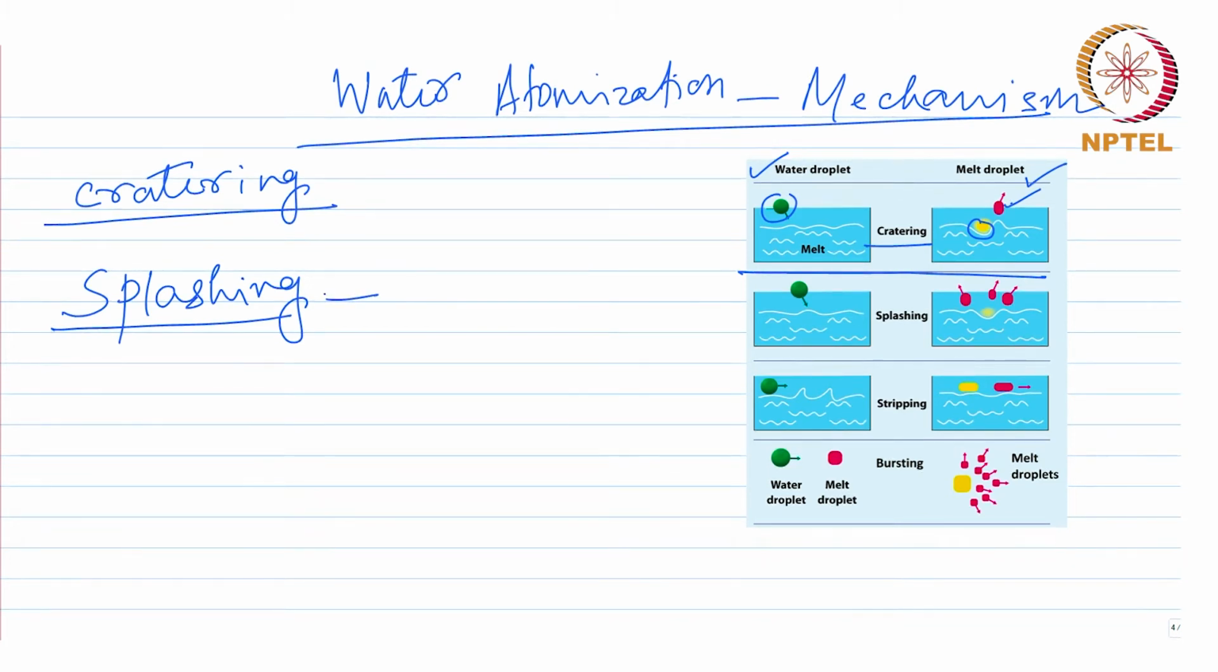Which is nothing but creating a splash on a pool of liquid, as we all would have seen whenever the liquid pool is impacted with something, it splashes, and due to that splashing it creates these droplets from the pool of the molten liquid. In this case the molten liquid is the molten metal. So, when these water droplets come and impact the surface of the molten metal, there is splashing which happens, and due to this these metal droplets are generated from the surface of the molten metal. And then next is stripping.